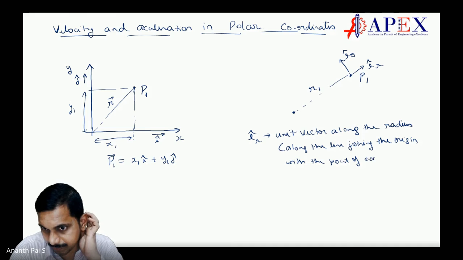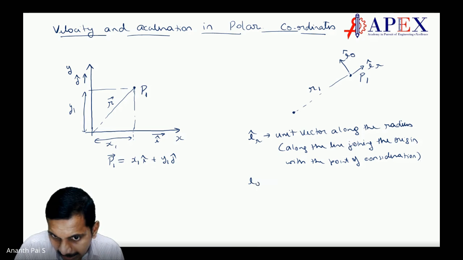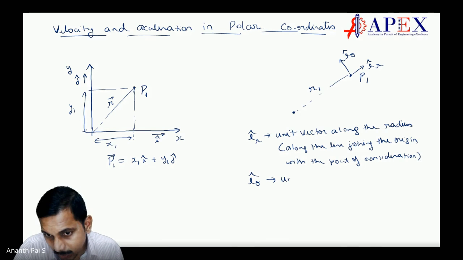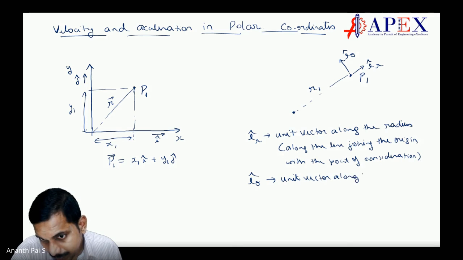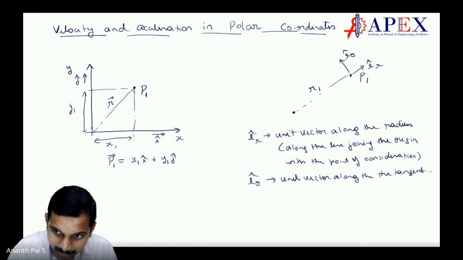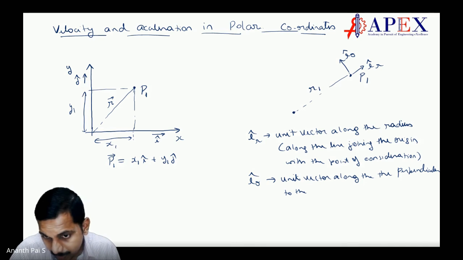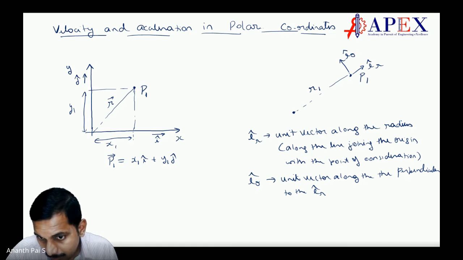Point of consideration. Correct. What is E theta? E theta is the unit vector along the perpendicular to ER. Let us not put tangent, because tangent is for a curve, is it not? Along the perpendicular to ER, okay, following the right hand rule.